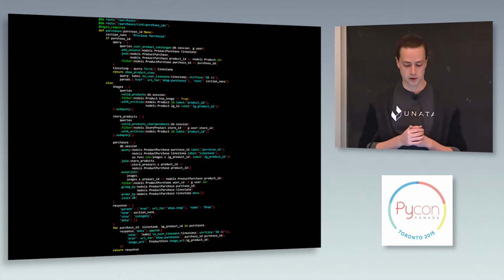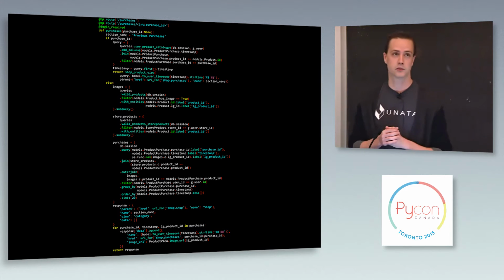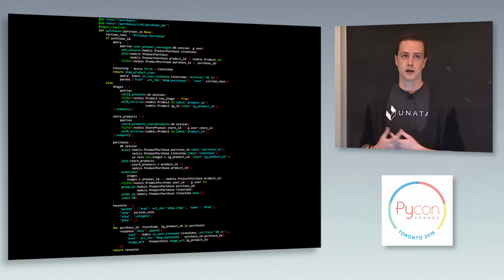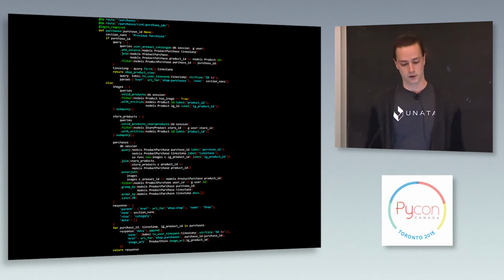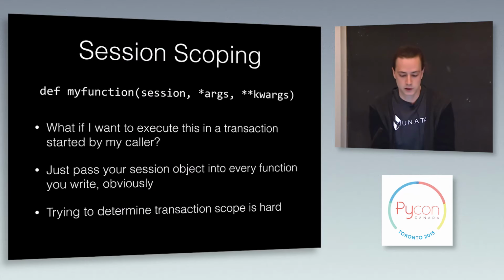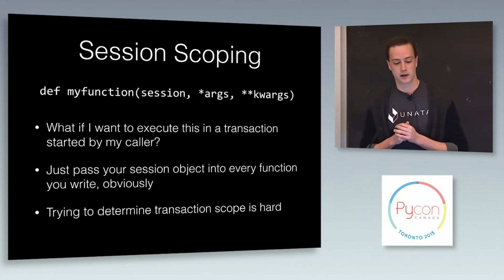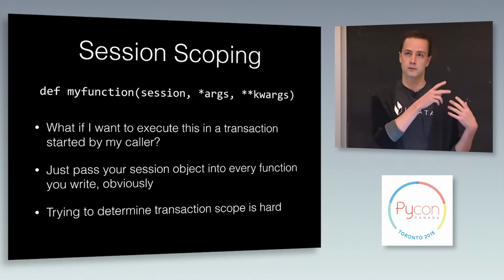But as we started doing that, we started running into some more problems, which we can talk about next. One of those things is, okay, you have a bunch of this code and you start wanting to encapsulate it into functions and modules. One of the first difficult things we ran into was the problem of session scoping. I've got this function that does some code on a database session or transaction. And then I'm thinking, what if I want to execute this in a transaction that's owned by my caller?